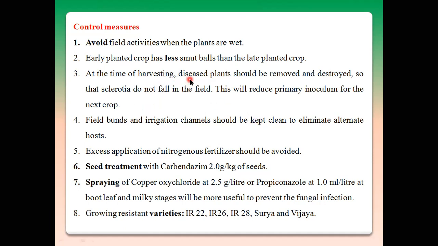At the time of harvesting, diseased plants should be removed and destroyed, so that sclerotia do not fall in the fields, to reduce the primary inoculum for the next year. Then this pathogen also survives on collateral hosts. So you must eradicate the collateral hosts present on the bunds of rice fields by applying some weedicides.